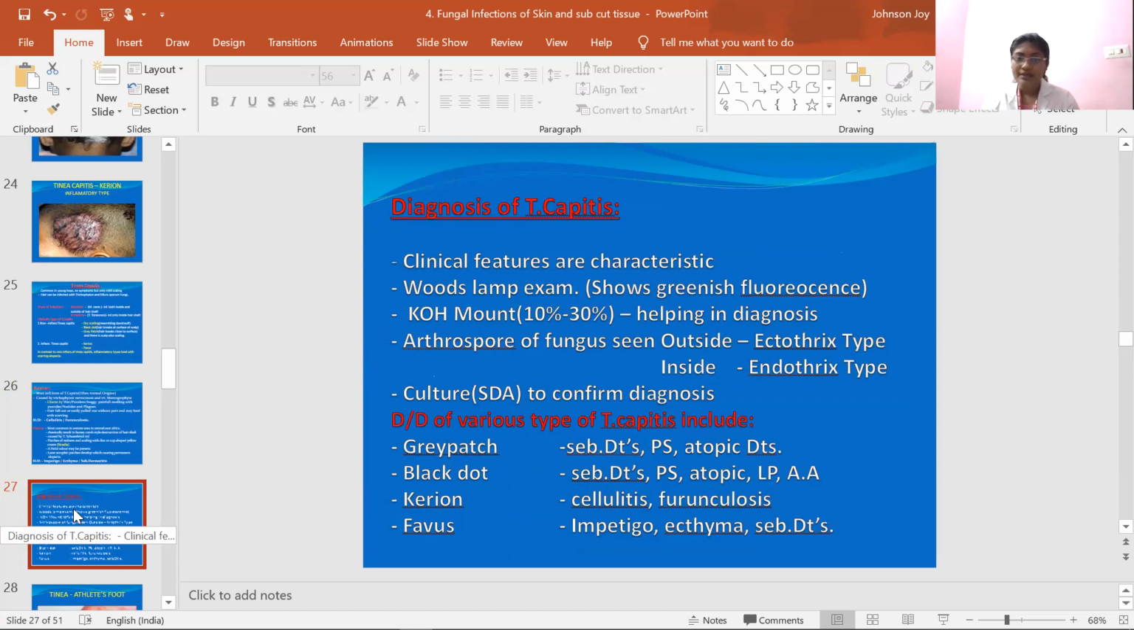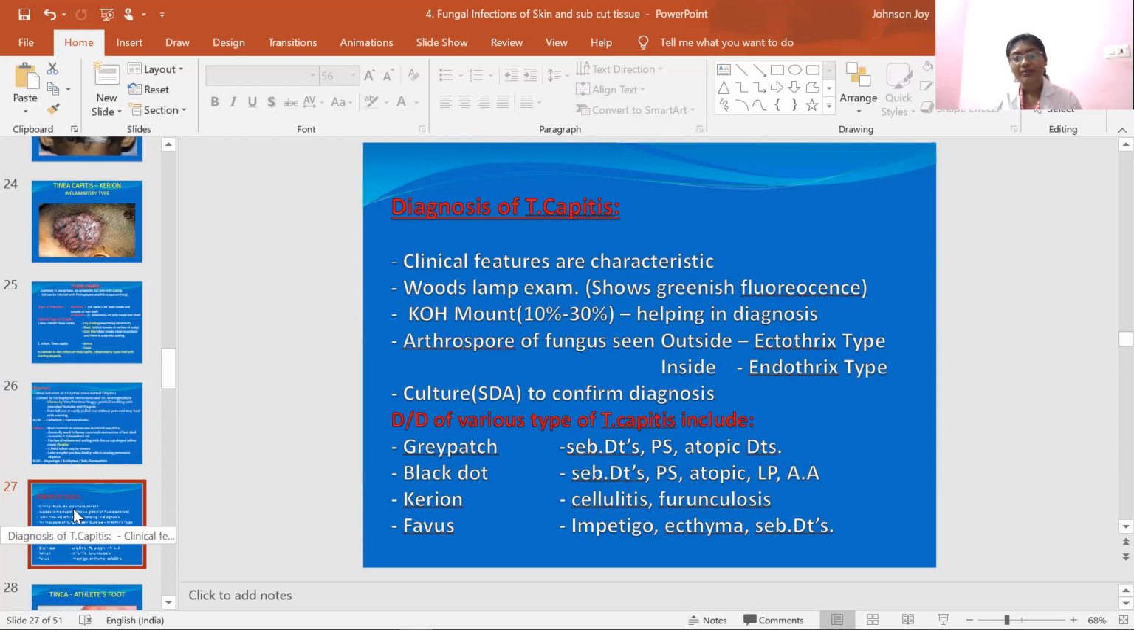Arthrospores of the fungus are seen outside. If the spores are seen outside, it is ectothrix type, and if the arthrospores are seen inside, it is endothrix type. In the culture, we can use Sabouraud's dextrose agar (SDA) for the confirmation of the diagnosis. The differentials of tinea capitis include, for gray patch, seborrheic dermatitis, psoriasis, and atopic dermatitis, that is scalp psoriasis or atopic dermatitis.